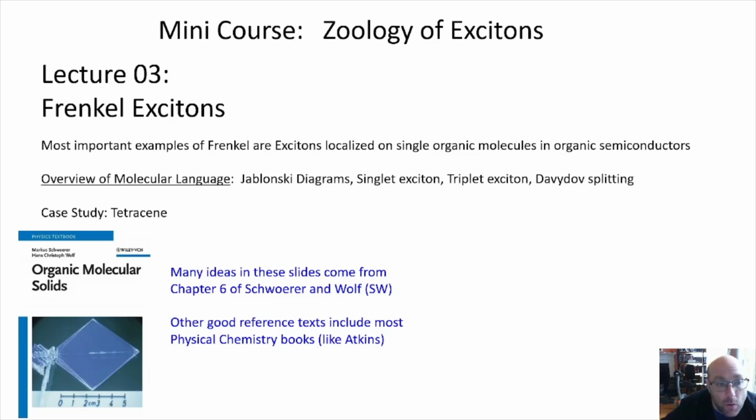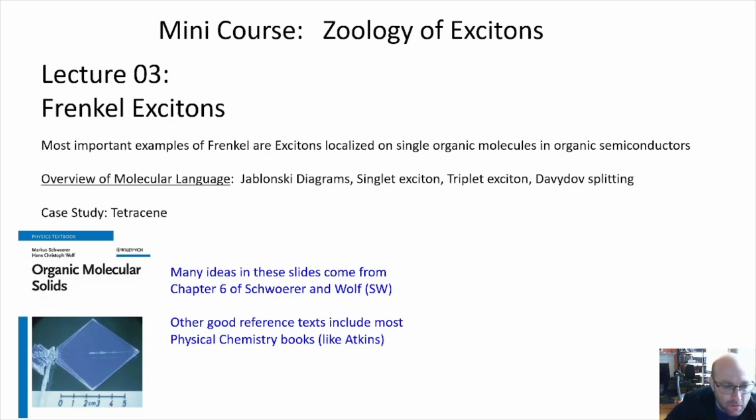you'll find, for example, in OLED screens and organic solar cells and other interesting optoelectronic devices. And so what we're going to do today is essentially give an overview of the molecular language that you use to talk about Frenkel excitons in most cases. We'll talk about singlet excitons, triplet excitons, Davydov splitting, and we'll describe how to make Jablonski diagrams to essentially reference the energy of the different types of excitons. And our case study here will probably be the molecule tetracene.